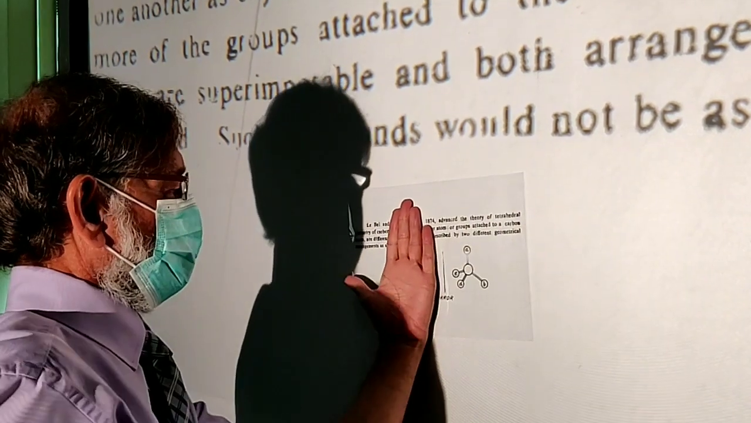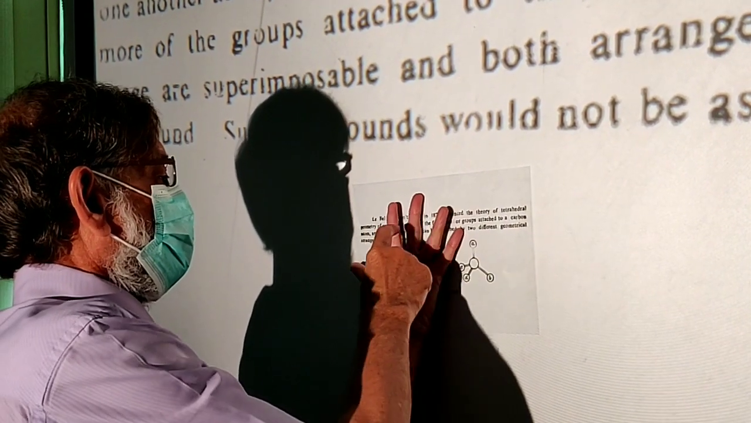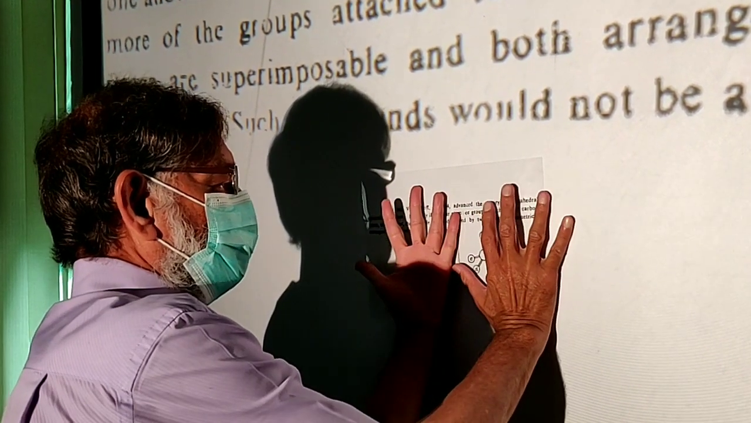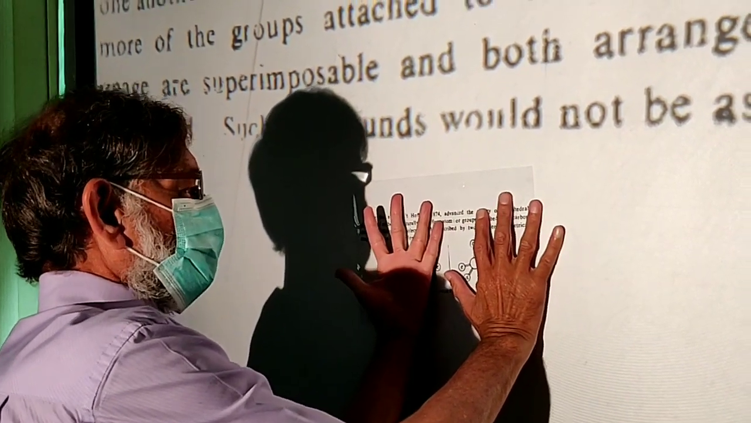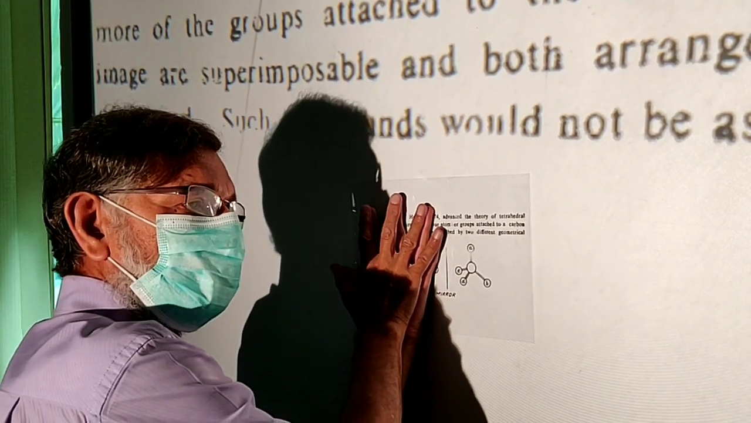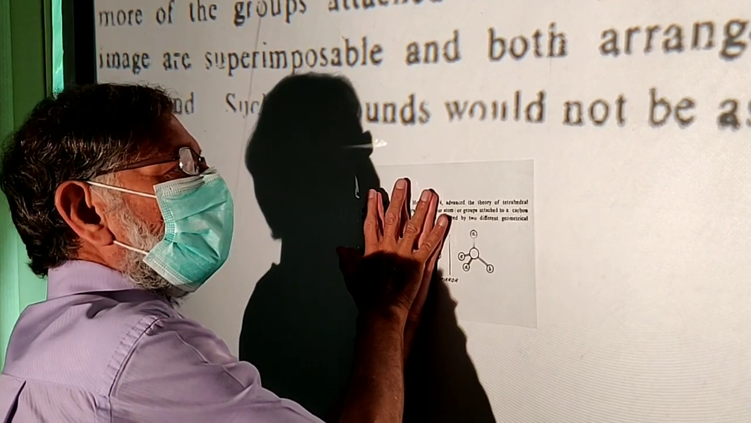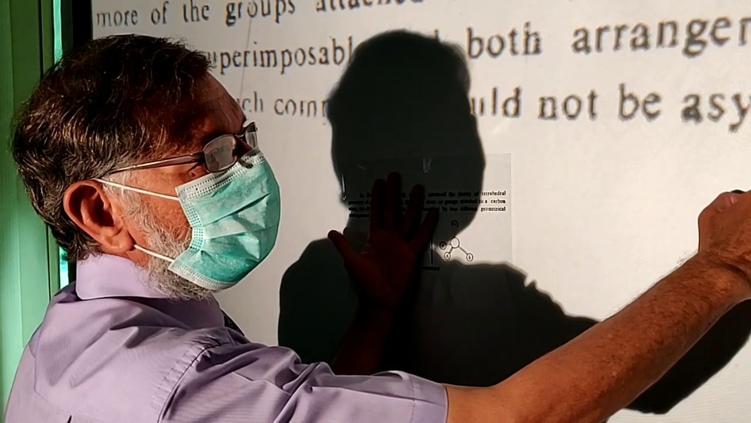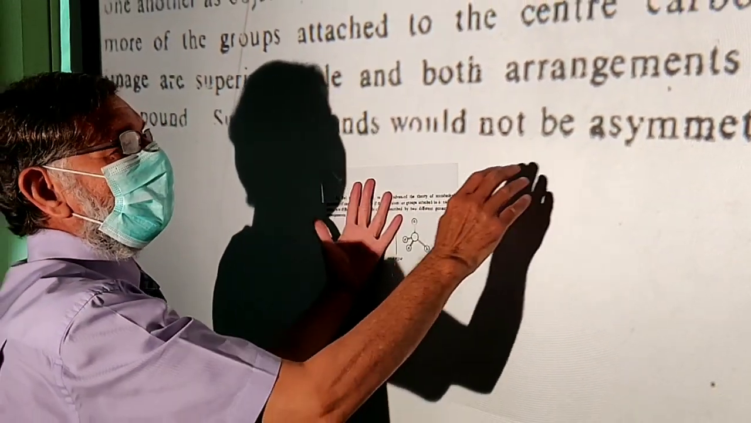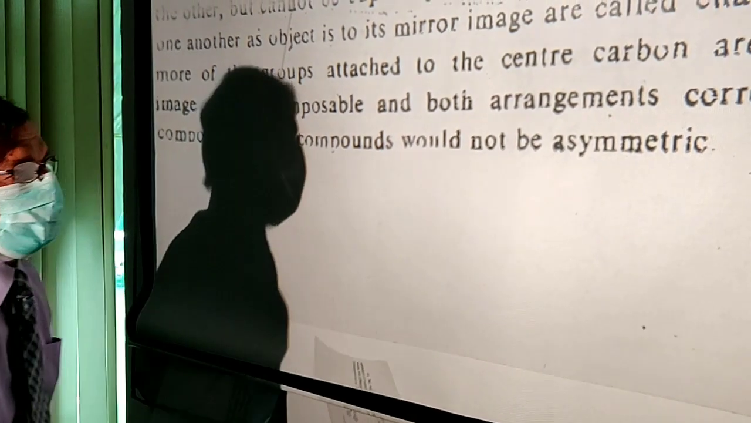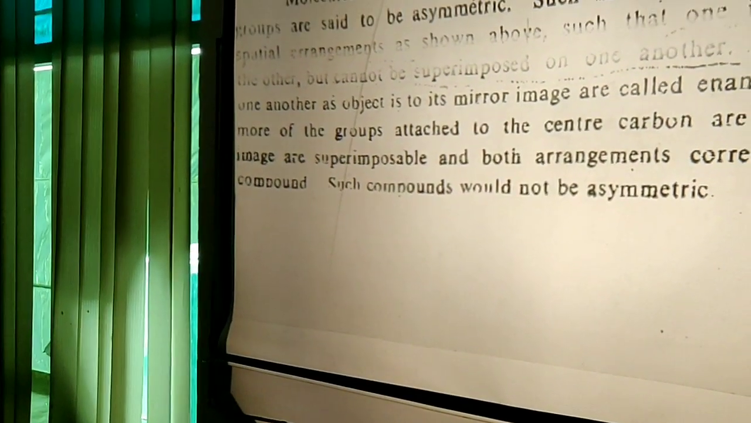like this: alcohol, alcohol, alcohol, alcohol. Now the mirror image is like this, so you can superimpose upon it, exactly superimpose. So such a compound would not be asymmetric. The asymmetric compounds can give you such sort of thing which could be in here.